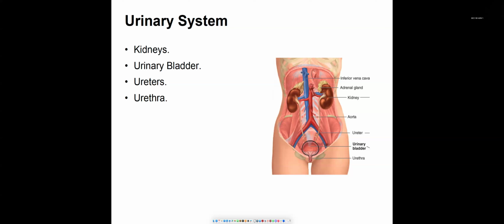Another example of metabolic waste is excessive water and electrolytes, right? Again, too much of it can be toxic, and that is going to be removed primarily by the kidneys.